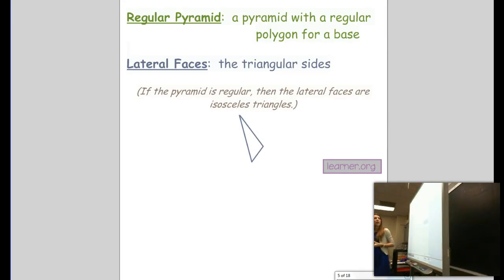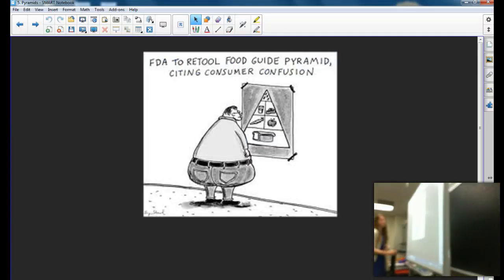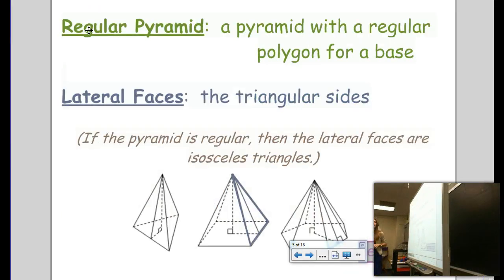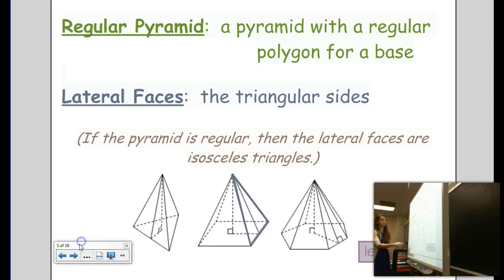All right. So a regular pyramid. Go ahead and write this down. FDA to retool food guide pyramid, citing consumer confusion. He thought he was supposed to look like the food pyramid. And so, oh man, that's not the goal. Someone might actually think that. There we go. See, now all the shapes are showing up. They weren't showing up before.